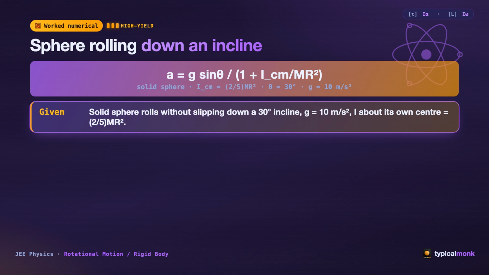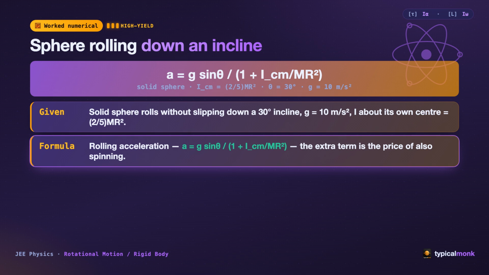Step 1. Write down what is given. A solid sphere, rolling without slipping. Incline angle 30 degrees, g equal to 10 meters per second squared. And its moment of inertia about its own center, 2/5 mr squared.